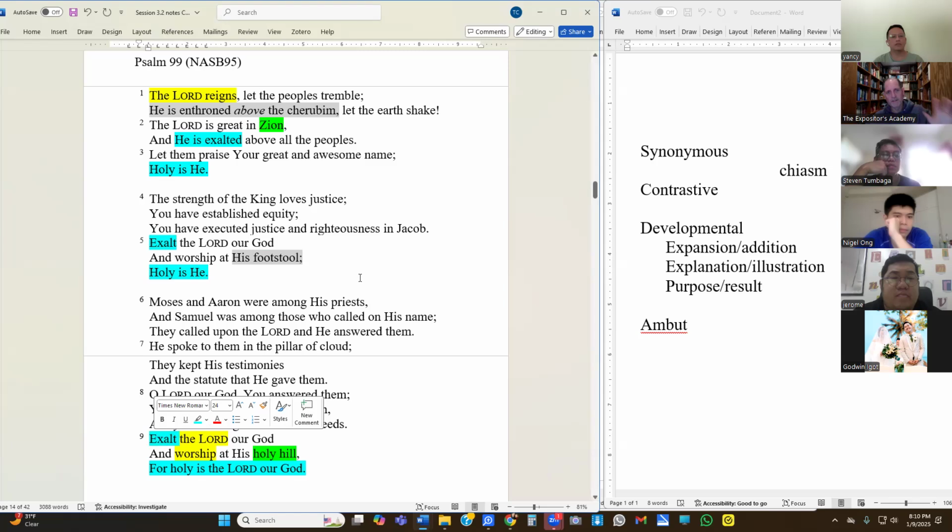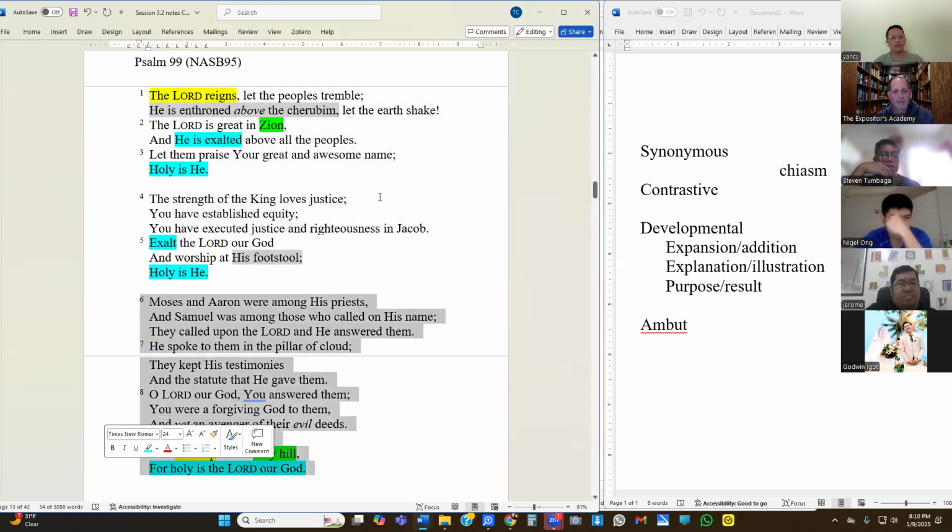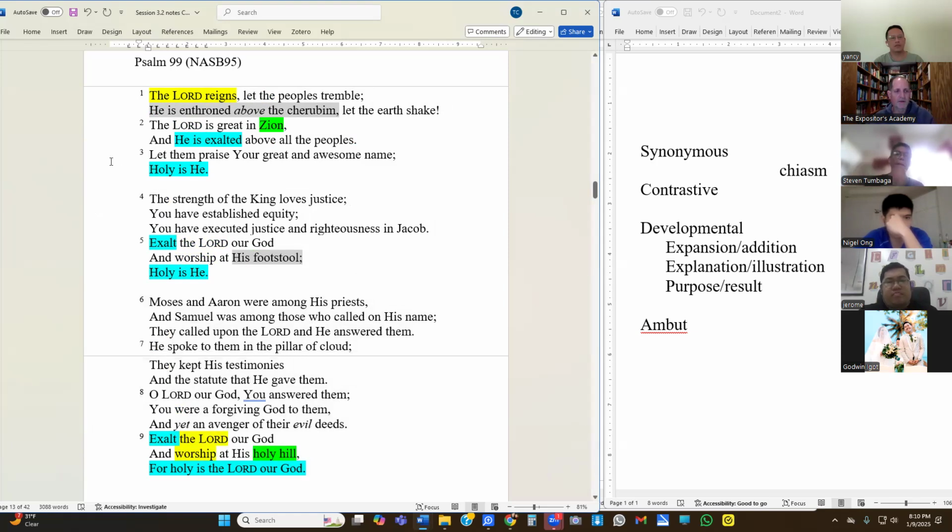All right, so we see a clear theme throughout the psalm, and we also identified the structure, three stanzas: verses 1 to 3, 4 to 6, and 6 to 9. Each stanza ends with the declaration, a call to praise and worship, and the statement of his holiness.